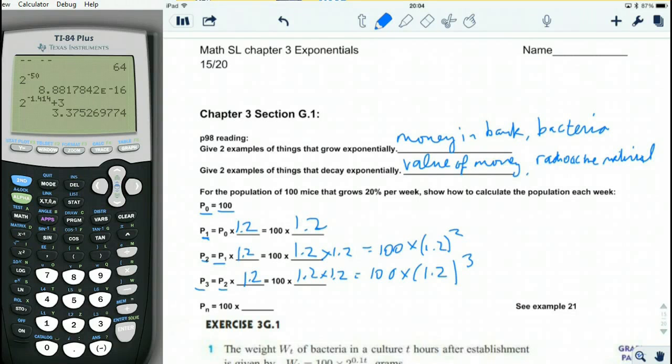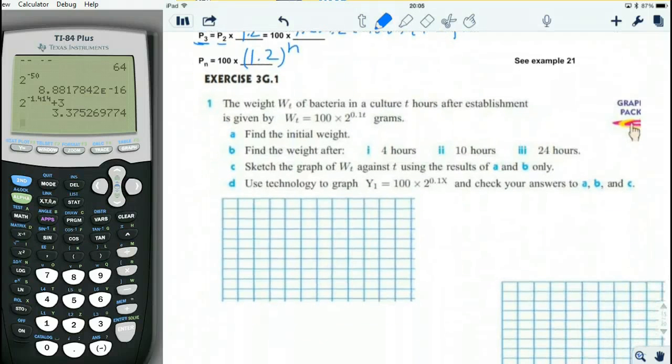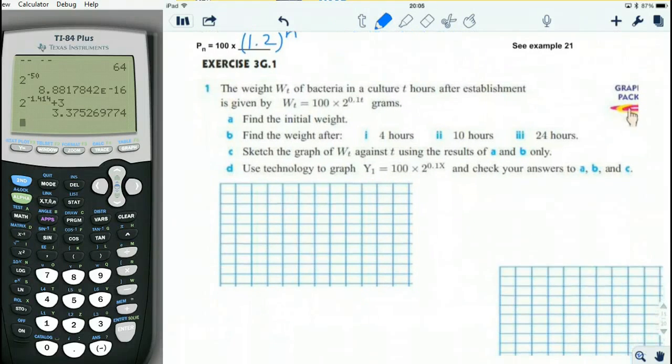And then P sub n, we could say, is equal to 100 times 1.2 to the, and you can see that the subscript here is the same as the power here, so we could say 1.2 to the n. Okay, and so now let's take this first problem here and try to graph it here.